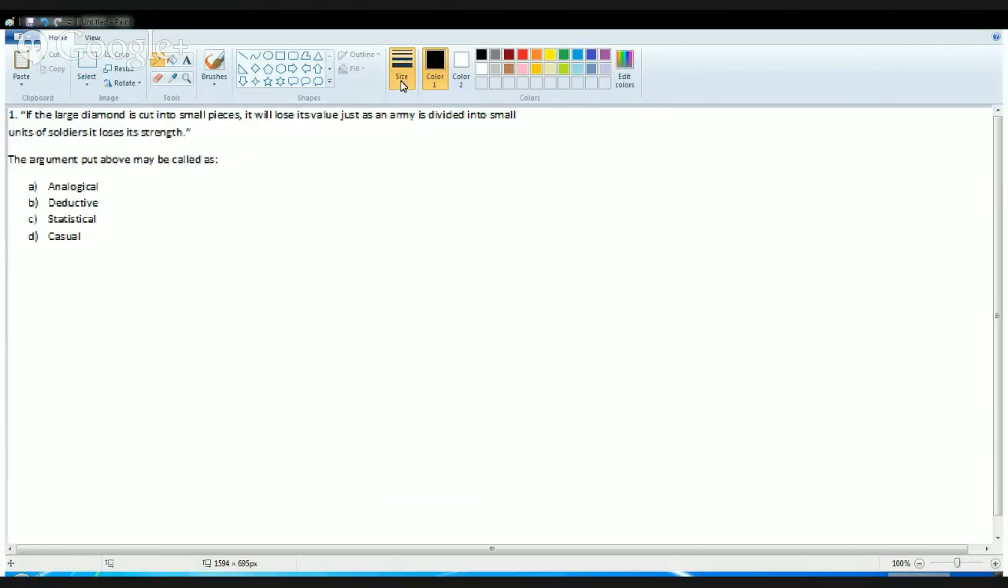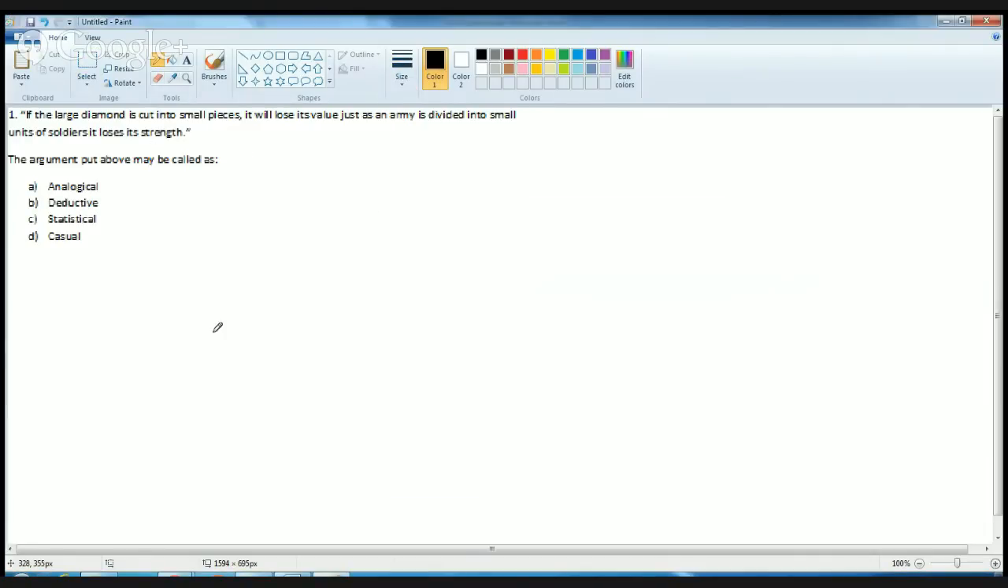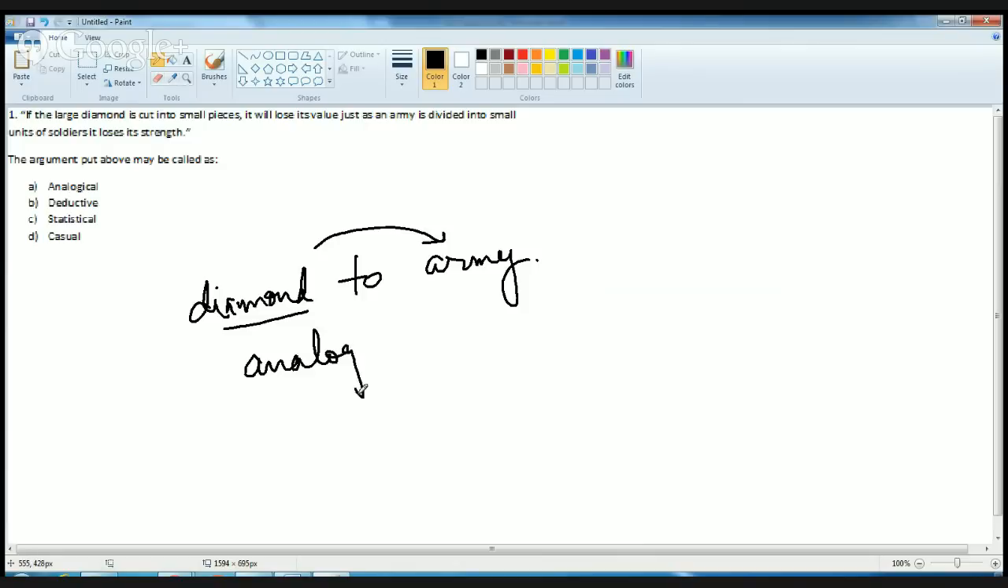This is a very direct question in the sense that here the author is trying to relate diamond to army. When you are trying to relate or compare one parameter to another parameter, that is known as analogy, and therefore the answer is analogical statement.